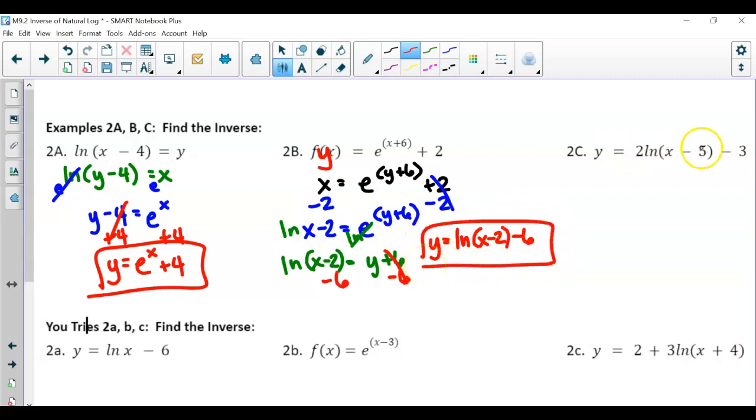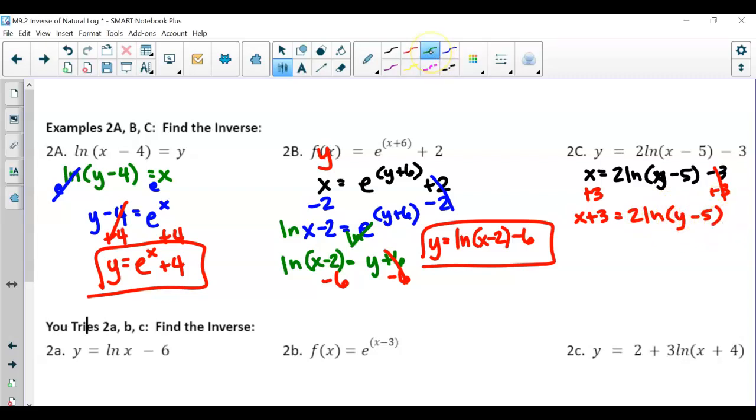So again, here we have our natural log. So let's switch the x and y. And now let's start by getting this natural log by itself. Well, I'm subtracting 3, so now I need to add 3 to both sides of the equation. X plus 3 is equal to 2 times the natural log of y minus 5.